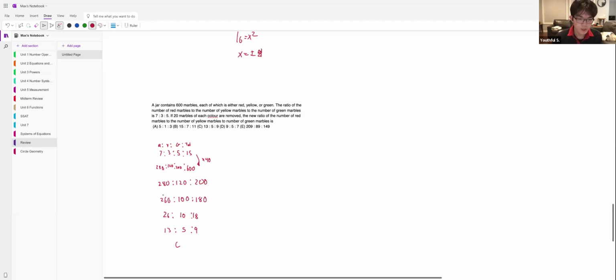So now we subtract 20 from each of these colors. So then we have 260 to 100 to 180. Now we just reduce this. We divide all of them by 10 to give us 26 to 10 to 18, and we can reduce all of those by 2. So now we have 13 to 5 to 9, and that means that our answer is then going to be C. All right. Does anyone have any questions?